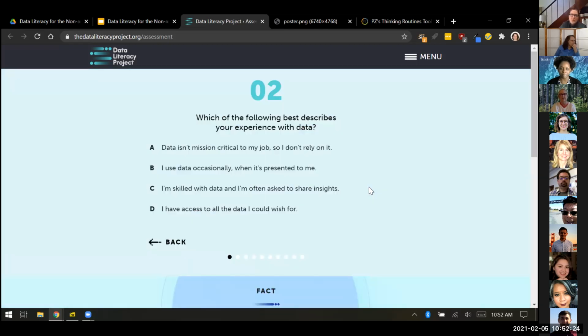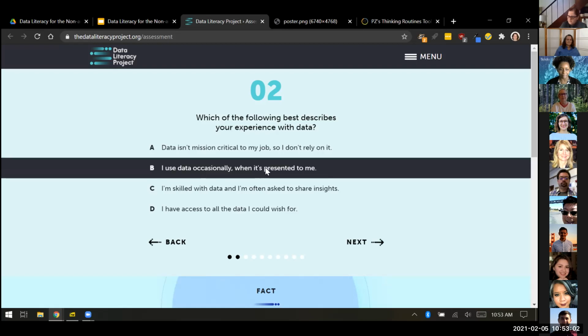Question 2. Which of the following best describes your experience with data? A, data isn't mission critical to my job, so I don't rely on it. B, I use data occasionally when it's presented to me. C, I'm skilled with data and I'm often asked to share insights. And D, I have access to all the data I can wish for. So that's interesting, right? Because those are not necessarily on a spectrum or a scale here. These are kind of different answers. I'm going to choose B. I use data occasionally when it's presented to me.